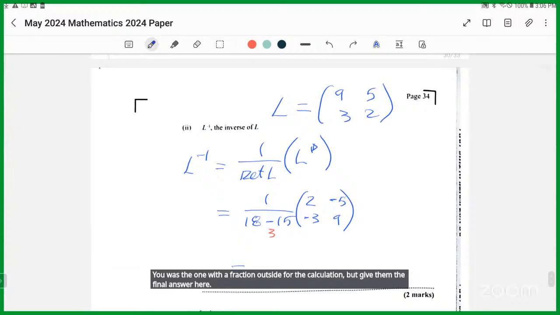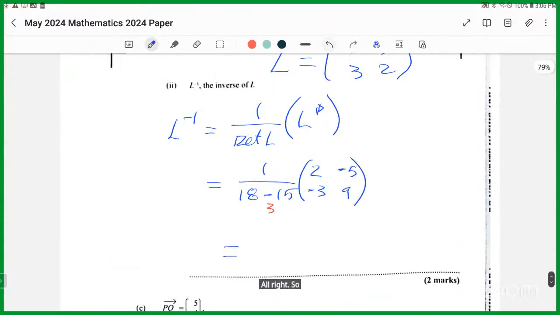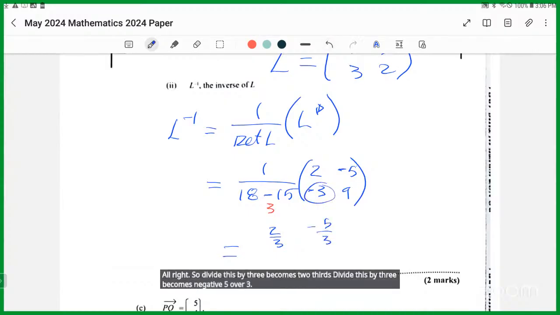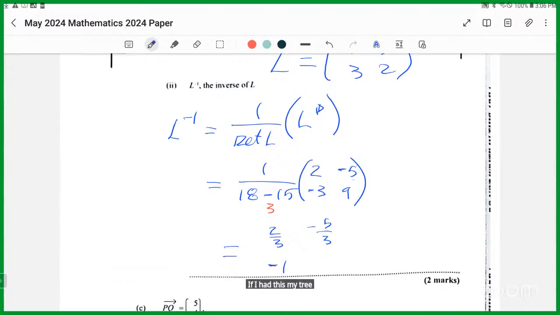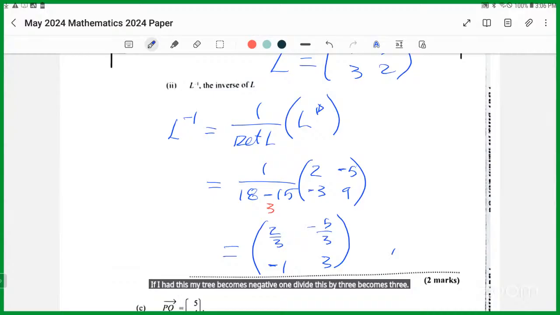All right? So divide this by 3 becomes 2/3. Divide this by 3 becomes -5/3. Divide this by 3 becomes -1. Divide this by 3 becomes 3. So this is your inverse matrix. That is the answer. Anybody got that? 2 marks for that. Yes, sir. Beautiful. Like the sound of that.